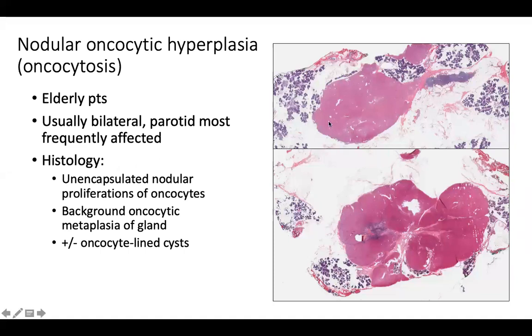And histologically, you'll just see a bunch of these nodules of oncocytes. And then you can appreciate some oncocytic metaplasia of the acinar cells in the background too. So in this case, this was an example where we see a big nodule of oncocytes here, some oncocytes here, here's another nodule here, here, here. And then you can also see sometimes some cystic change with the oncocytic lining, which you're seeing in this case here. So here's a big cyst, there's some oncocytes.